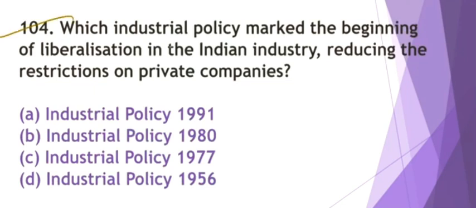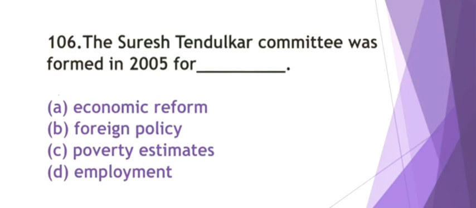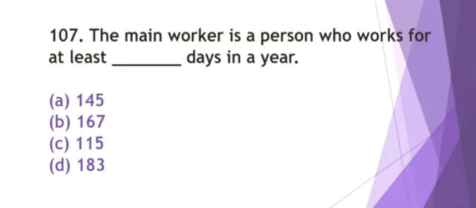104. Which industrial policy marked the beginning of liberalization in Indian industry, reducing the restrictions on private companies? Option number A, Industrial Policy 1991. 105. Which of the following sectors in India faces seasonal unemployment? Option number A, agriculture. 106. The Suresh Tendulkar Committee was formed in 2005 for dash. Option number C, poverty estimates.